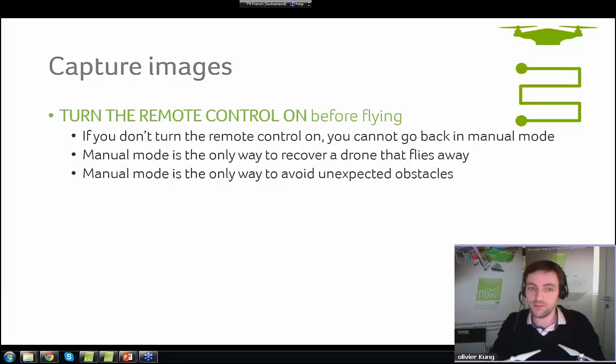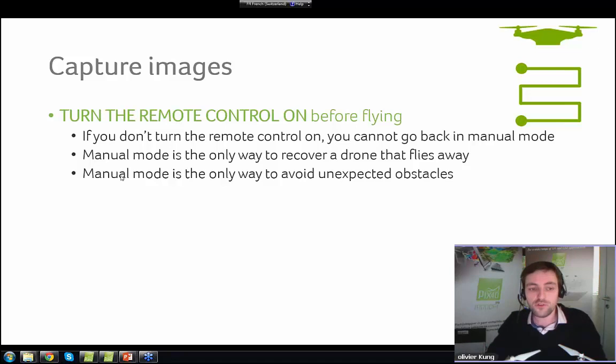of drones behaving in a weird way was when, in most of these instances, the remote control was not taken in hand, ready to get back in manual mode. And as I said, manual mode is the only way to recover a drone that flies away because the GPS gets crazy. That's for sure.